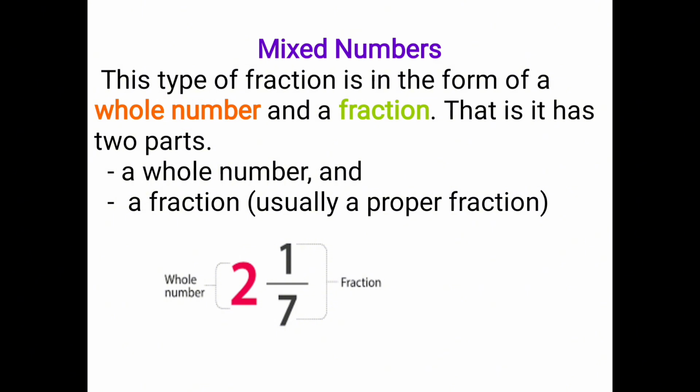We know that proper fraction is when the bigger number is carrying the smaller number, and improper fraction is when the smaller number is carrying the bigger number. And we have another type, we call it mixed number. Here is just a mixture of whole number and a fraction. That is, in this case we have 2 whole number 1/7. The 2 is the whole number and 1/7 is a fraction. Do you get that?